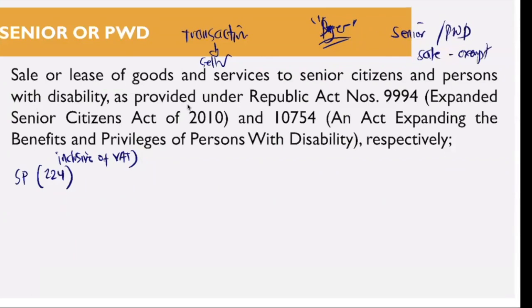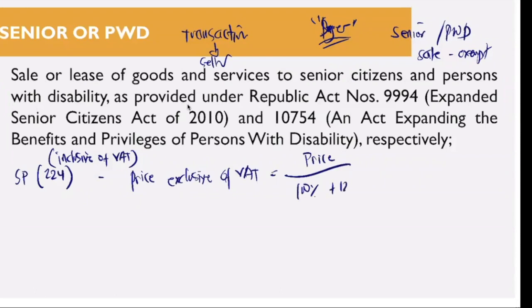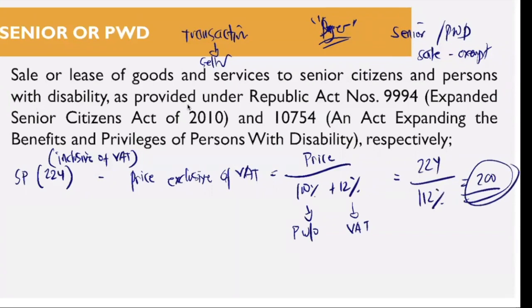Okay. So here, let's say our selling price is 224 inclusive of VAT. What we do is we need to get the price exclusive of VAT. To get the price exclusive of VAT, that is your price divided by 100% plus 12%. Why? 100% is the price without VAT. 12% is the VAT. So you need to divide it. What is our price? 224 divided by 112%, we have 200 pesos. 200 pesos now is the price exclusive of VAT.